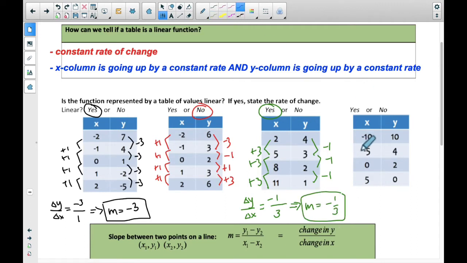Okay, let's look at this last one. Up by 5, up by 5, up by 5. That's constant. Down by 6, down by 2, down by 2. No, this one's not constant. If it's not constant, it's not a linear function.